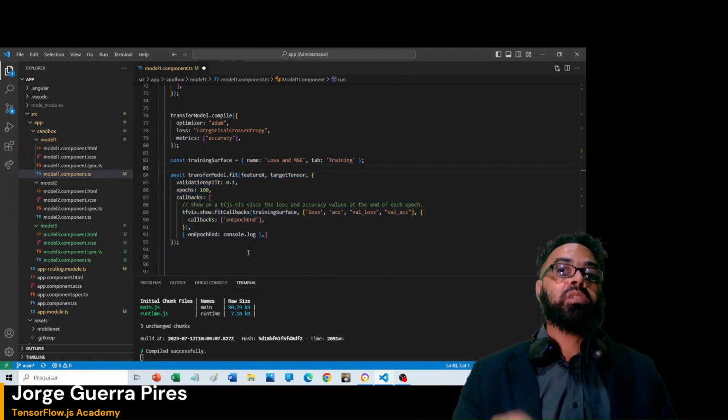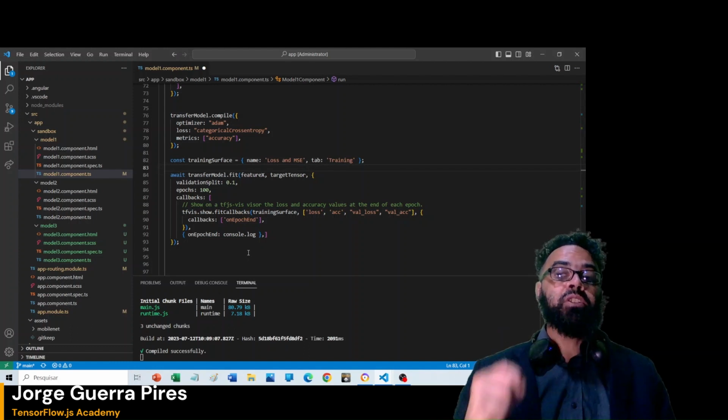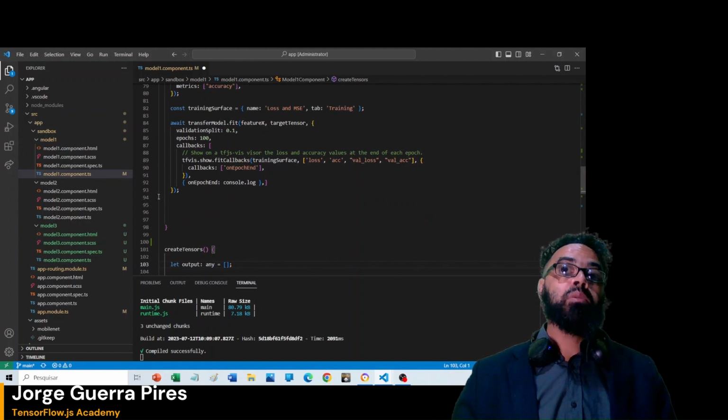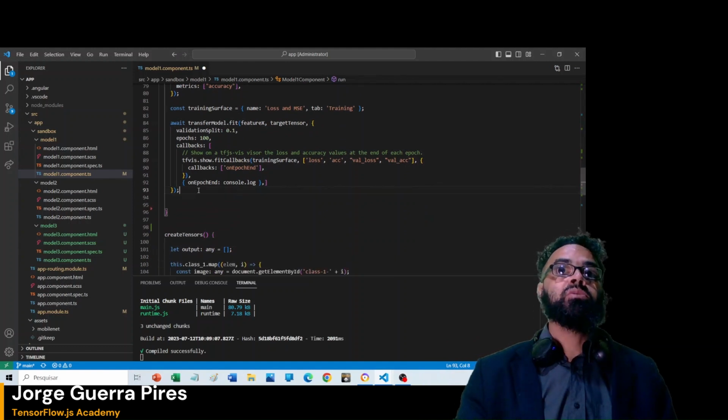Remember that you are not training the MobileNet. You are training on the features that the MobileNet gives to us. So the MobileNet is a feature extractor. It extracts the features, then you use them to train our model. So it's always important to keep that in mind, not to forget.